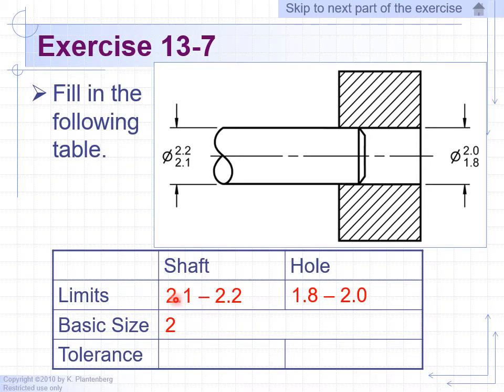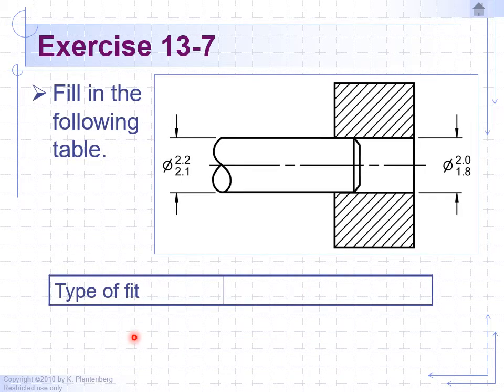Now the tolerance is just the difference. So the maximum diameter minus the smallest diameter allowed, that'll give us 0.1. Once again, subtract 2.1 from 2.2. That's the tolerance for the shaft. That's the wiggle room for the shaft. The wiggle room for the hole is just 2.0 minus 1.8, and that'll give us a tolerance of 0.2 for the hole.